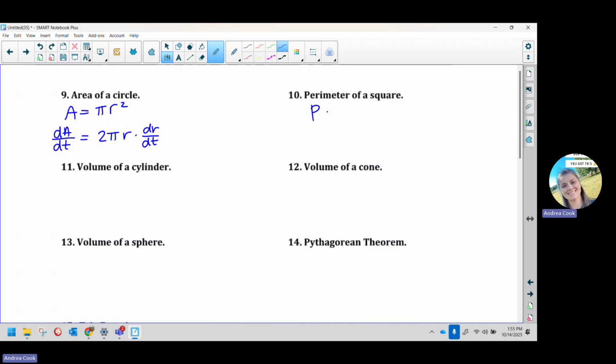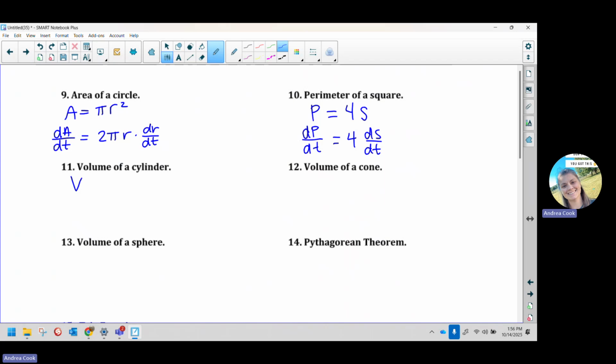Perimeter of a square is just 4 times the side. So dP over dt is just 4 times dS over dt. Are we getting the hang of this a little bit? 2L plus 2W would be a rectangle, but on a square they're all the same, so we make it 4.